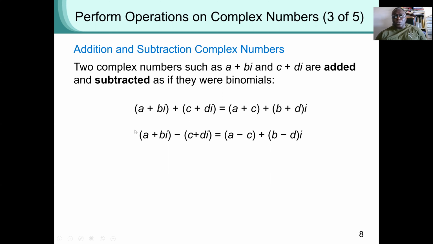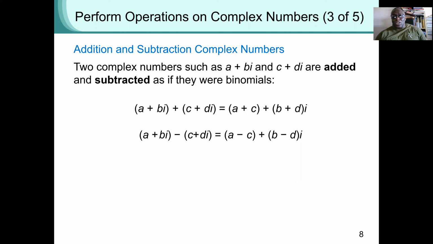So here, two complex numbers such as a plus bi and c plus di are added and subtracted as if they were binomials. So what we do is that we have a complex number, we have the real part and we have the imaginary part. So if I'm going to combine, or add or subtract, I will add the real parts together and I will add the imaginary parts together.